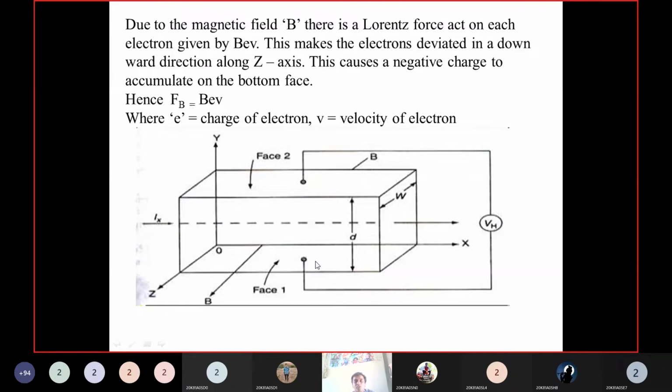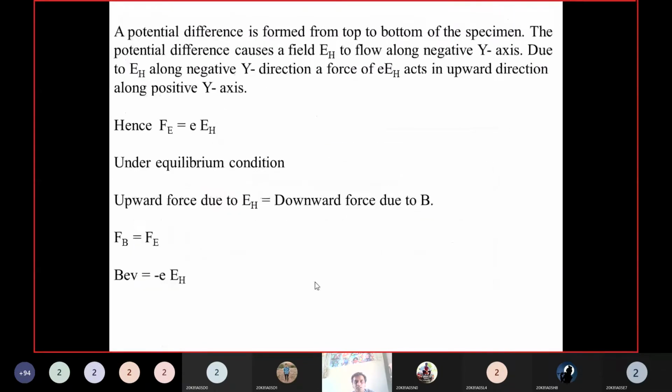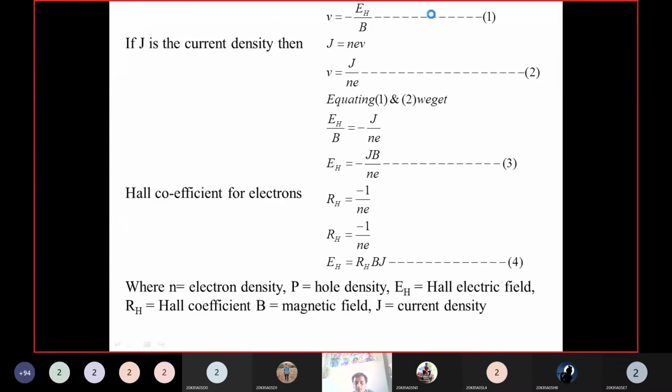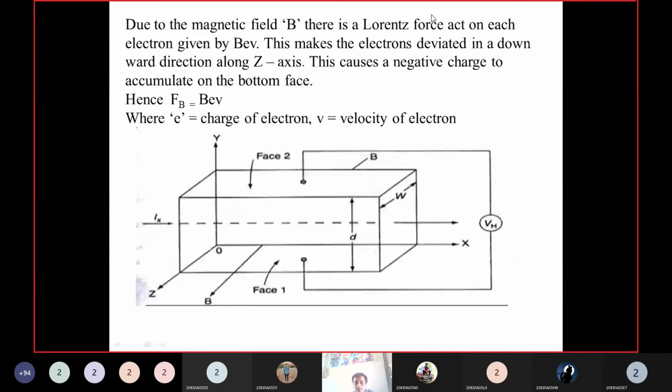So due to that potential difference, some electric field will occur along the y-axis, in the negative y direction. Due to this electric field, what happens? Some electrons will move downward. So what is that shifting of charge carriers? Positive charge is developed in the opposite direction, and negative charge is developed in the lower direction. That's why some potential difference will occur.